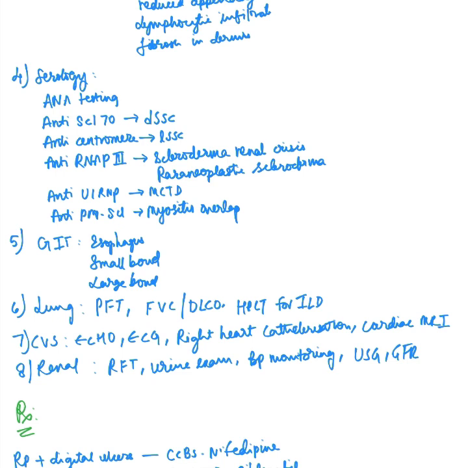For the lung, pulmonary function tests, FVC, DLCO, or ratio, and HRCT for interstitial lung disease can be done. For CVS, echo, ECG, right heart catheterization for pulmonary arterial hypertension, even cardiac MRI. And for renal function tests, urine examination, monitoring of BP to detect any renal artery stenosis, and even ultrasound and glomerular filtration rate can be done.